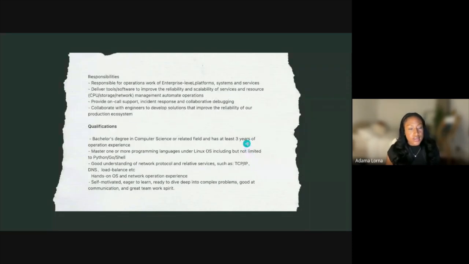This one is a little bit more networking focused, and this may reflect the needs of their particular system or the things that they're having issues with. So it's responsible for operations at enterprise level, which is effectively they want to make sure that you're not coming from absolutely no background at all, that you're able to deliver tools and software to improve reliability and scalability, provide on-call support, incident response, and collaborate with engineers. So some of these things are similar to what we've seen before.